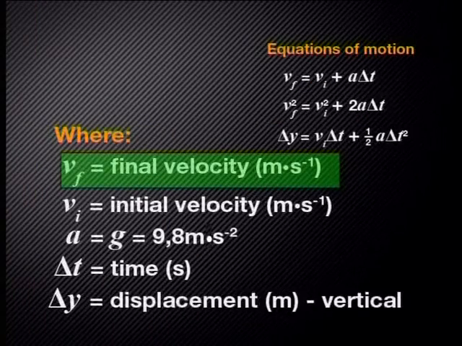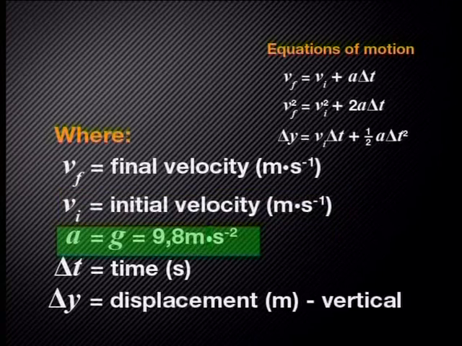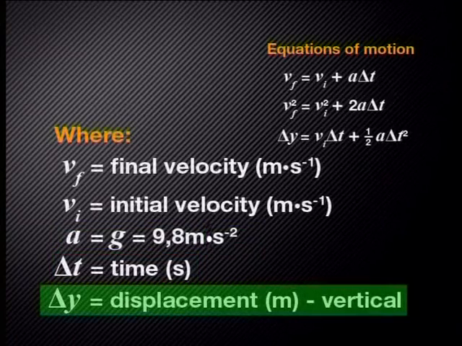Vf is final velocity measured in meters per second. Vi is initial velocity measured in meters per second. A is the acceleration, which is acceleration due to gravity and is a constant value of 9.8 meters per second squared. Delta T is the change in time measured in seconds. And finally, delta Y is the displacement in the vertical direction. When we deal with horizontal motion, then the change in displacement is delta X.